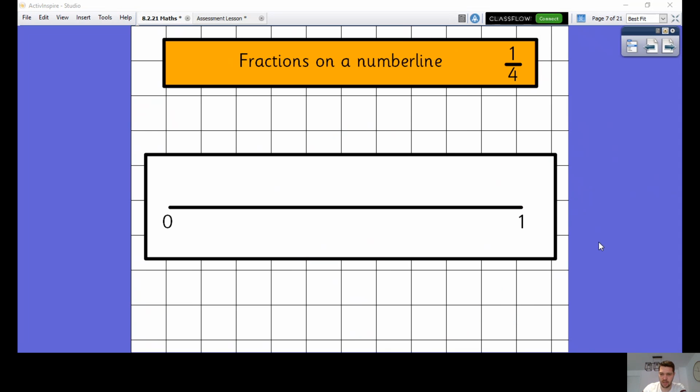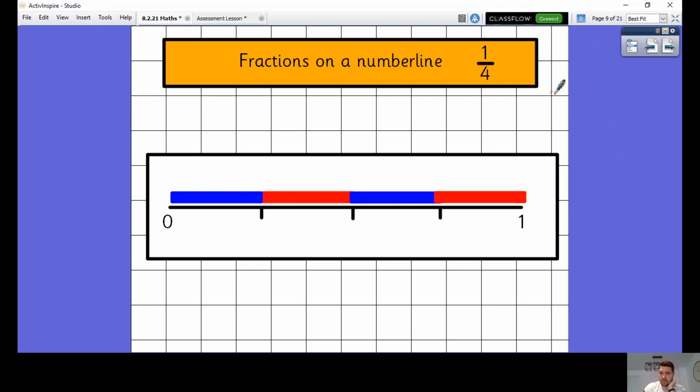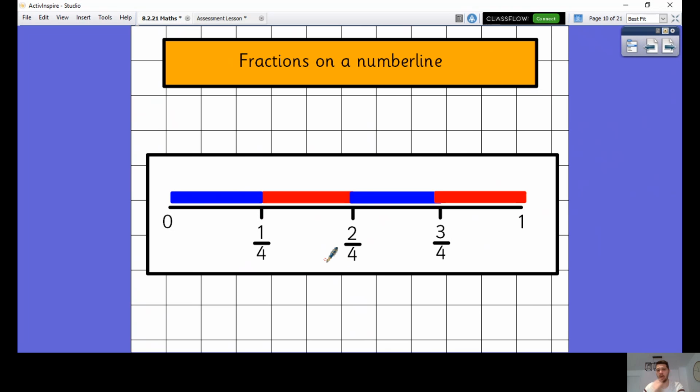How about fractions on a number line? Where would 1/4 go? Let's make it easier for ourselves. Let's make 1, 2, 3, 4 equal parts. What I could do, I could find my half or 2/4, and then that means I've got 1/4, 2/4, 3/4. This could also be 0/4, and this could be 4 out of 4.